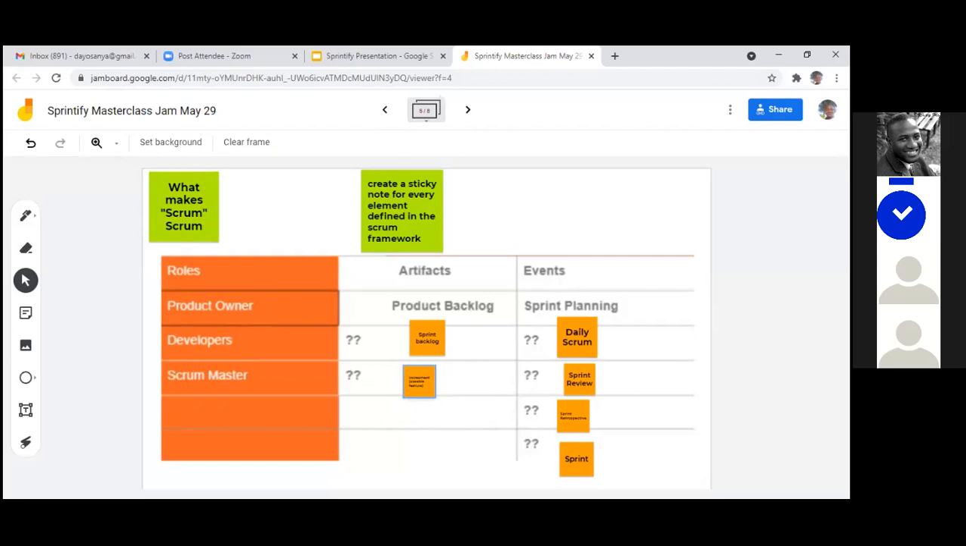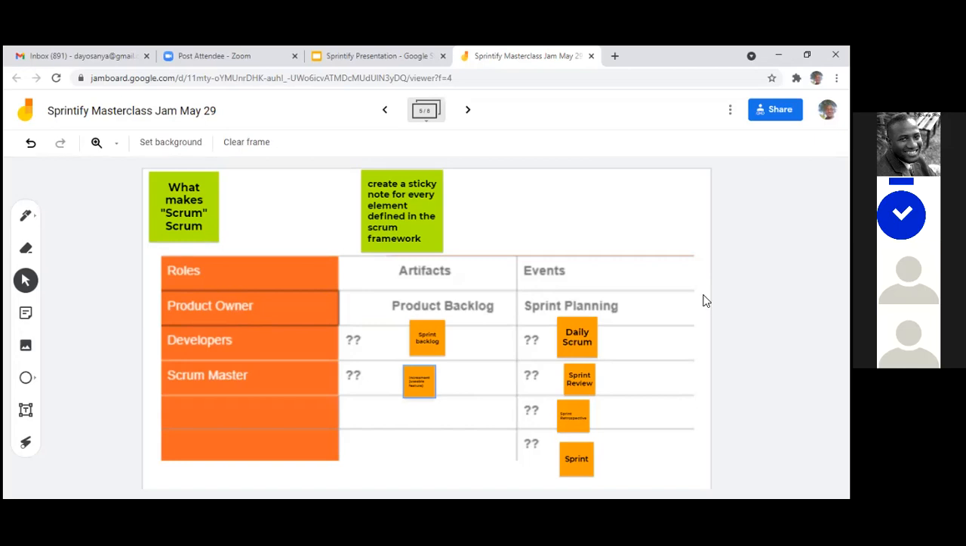Ready. Okay, so this is what makes Scrum Scrum. Like we said before, Scrum is a lightweight framework for people and teams to adapt solutions in a complex environment. So in Scrum, you have roles. You have the product owner. The product owner is the person that makes the final decision about the product features, which features are going to be built and ranking them and all that.